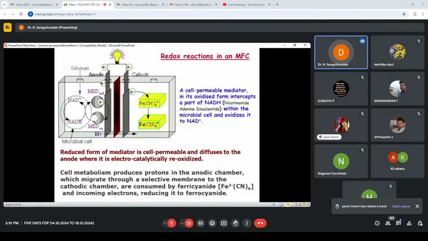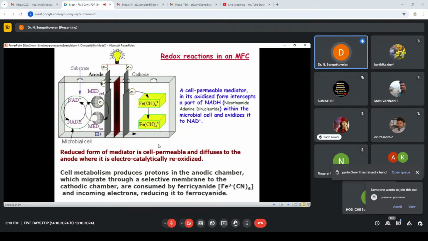Of course, this is the first work in microbial fuel cell in which, instead of oxygen, they have used a toxic chemical, potassium hexacyanoferrate, K4Fe(CN)6. They are able to reduce it.